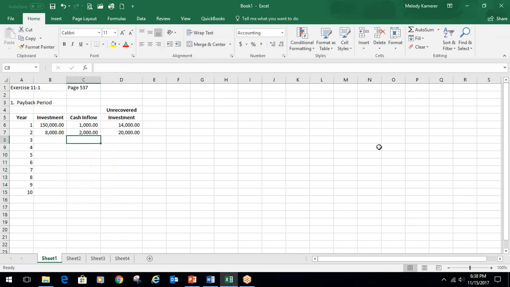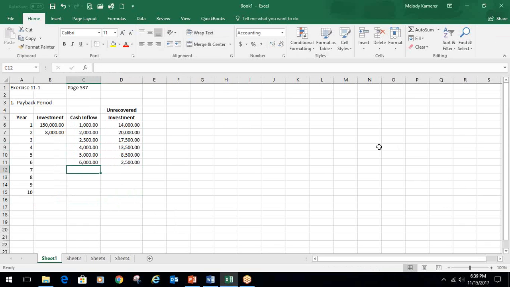From that point on, we have no further investments, so we're just looking at our cash inflow. Year 3, our inflow is $2,500, which now reduces our unrecovered investment to $17,500. Year 4, we have an inflow of $4,000, so our unrecovered amount is now down to $13,500. In year 5, our inflow is $5,000, so now we're down to $8,500. In year 6, we have an inflow of $6,000, so we're left with $2,500.